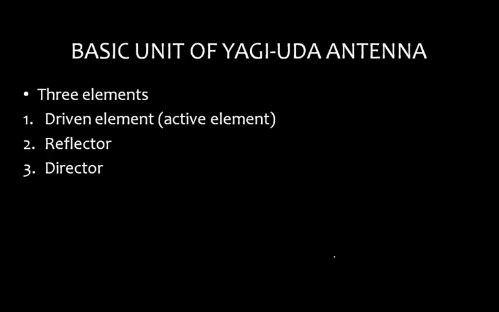Now, if I want to discuss a very basic unit of the Yagi-Uda antenna, it consists of only three elements. One is the driven element, another is the reflector, and the third is the director. Okay, so only three elements are there in the basic Yagi-Uda antenna. Further modification is done to enhance the directivity.